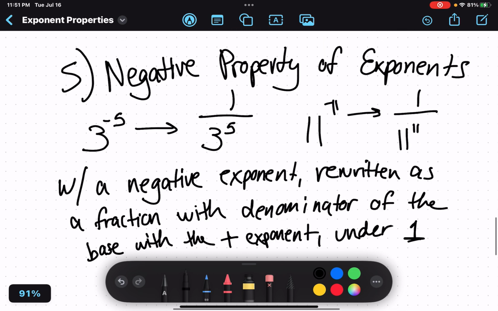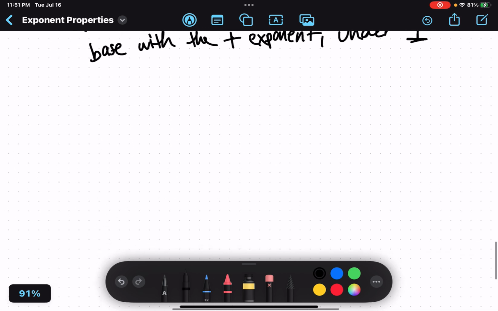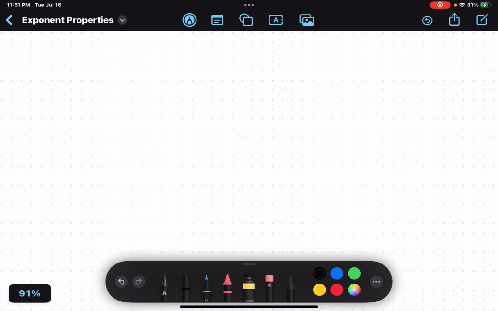Now, we did the negative, we did the quotient, we did the zero property, we did the product property, and we did the power property. Now, our sixth property is going to be the power of a product property of exponents.